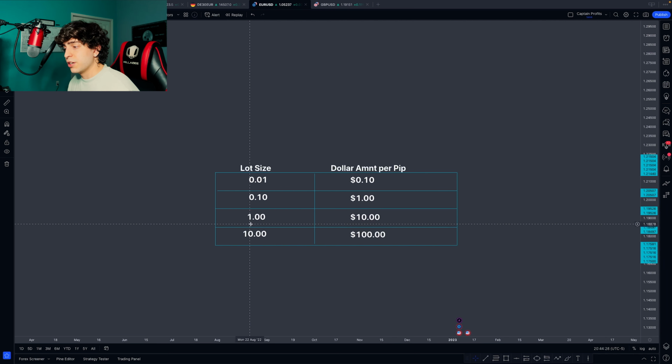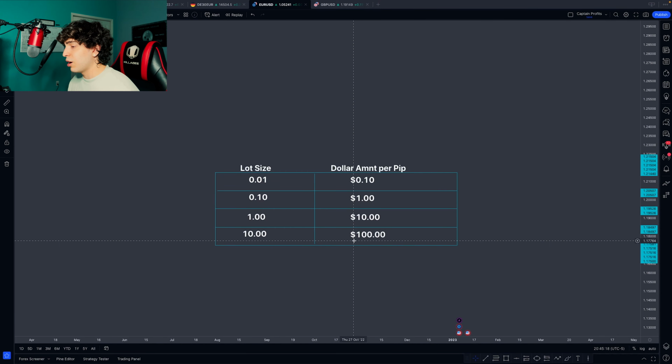And then this lot size right here is 1.00. When you have a number over here on the left hand side of the decimal place, this is called a standard. This 1.00 lot size would give us $10 a pip. So if we say that we made 10 pips, that means that this would be $100 made. And then we have 10 standards here. 10 pips at this size would make us $1,000.